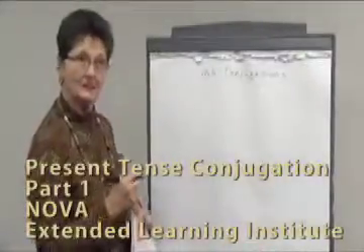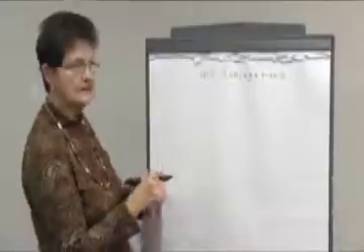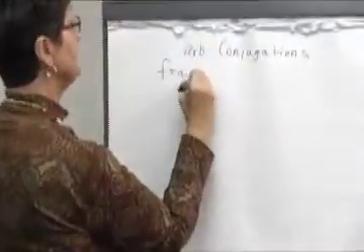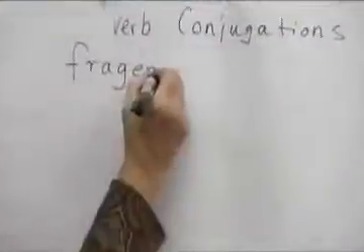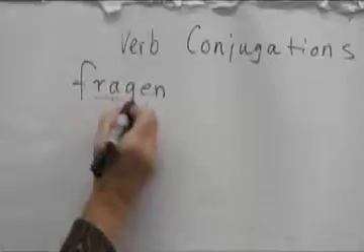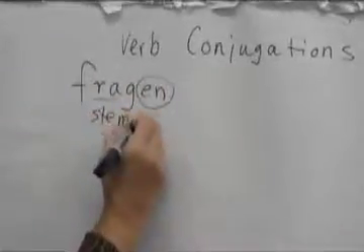All right, let's talk about verb conjugations in the present tense. Now, a German verb has a stem and an ending. So for example, fragen means to ask. Frag is the stem, the en is the ending, okay? Stem, ending.